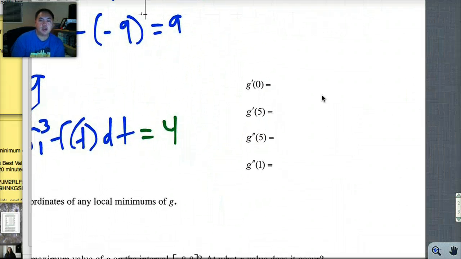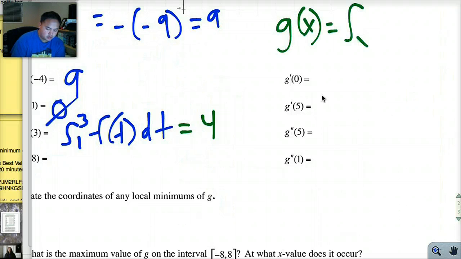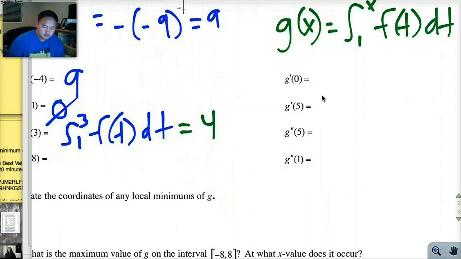This one says g prime of 0. Okay. Remember g, if you forget, so I'll write up here, g is equal to the antiderivative of 1 to x of f of t. Okay. So now I need to plug in 0. Okay, g prime of 0.